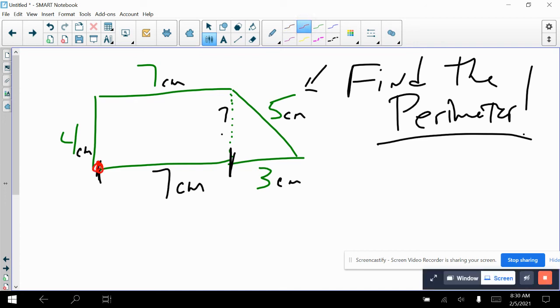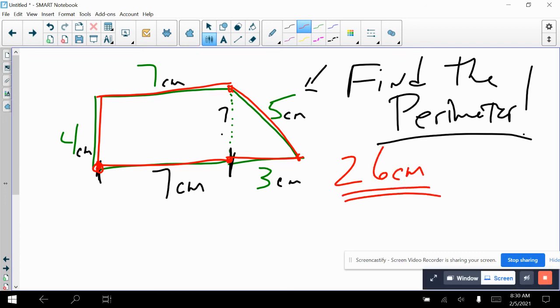Okay, so here we go. Start one place. We got to go around. So 4 plus 7, 11 plus 5, 16 plus 3, 19 plus 7, 26 centimeters. See how easy that is?